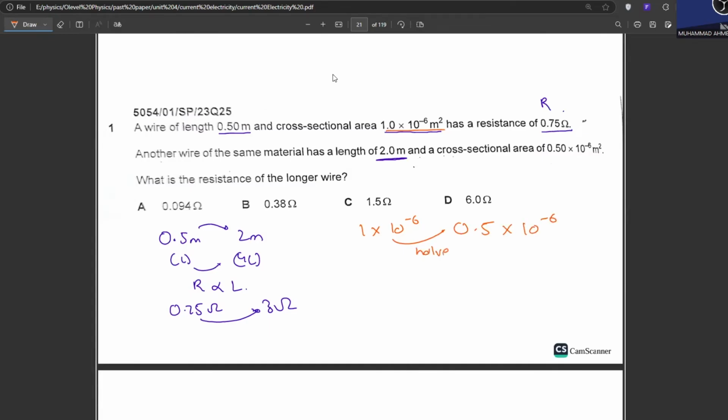The area has halved. What will happen to the resistance? We remember resistance is inversely proportional to area. If the area has halved, what will happen to the resistance? It will double. The resistance was already 3 ohm. If we double this 3 ohm, it will become 6 ohm. D is your answer. Simple as that.